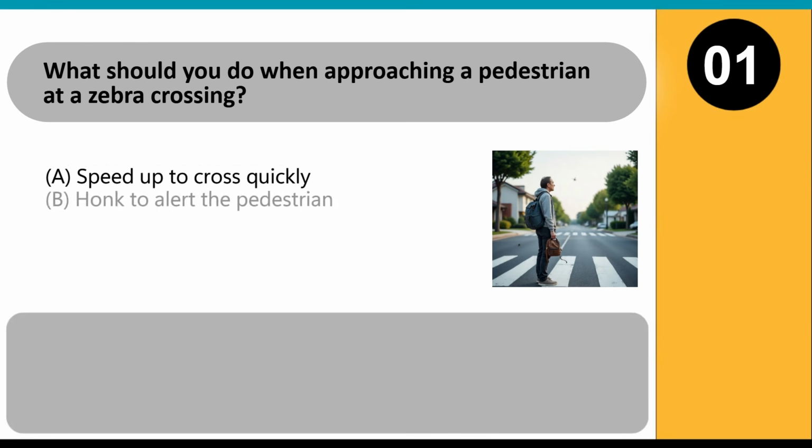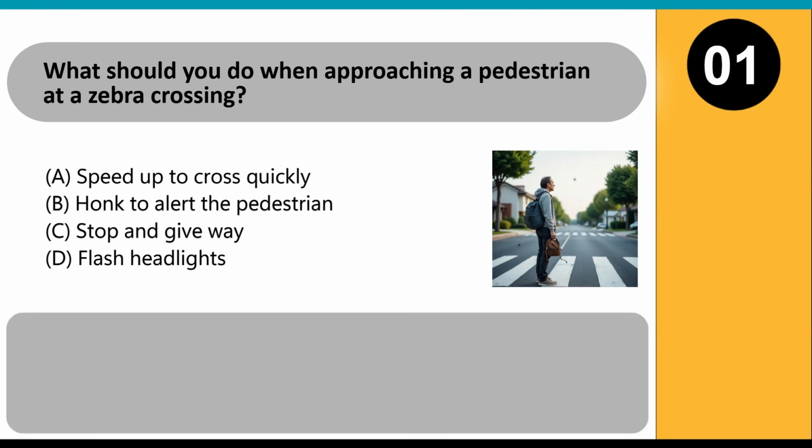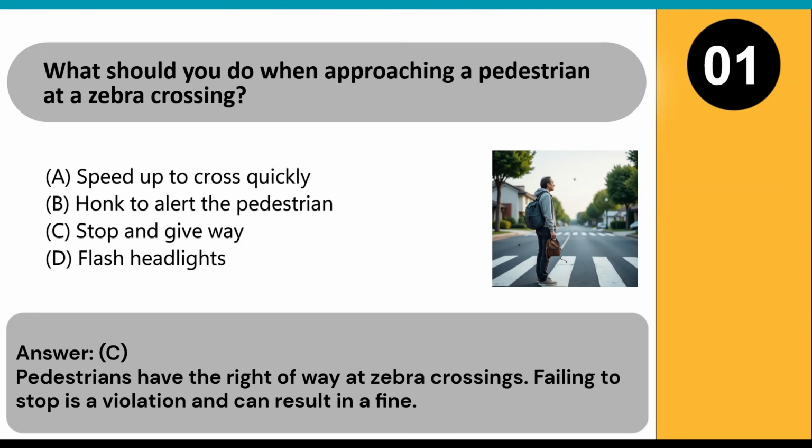What should you do when approaching a pedestrian at a zebra crossing? A. Speed up to cross quickly. B. Honk to alert the pedestrian. C. Stop and give way. D. Flash headlights. Answer: C. Pedestrians have the right of way at zebra crossings. Failing to stop is a violation and can result in a fine.